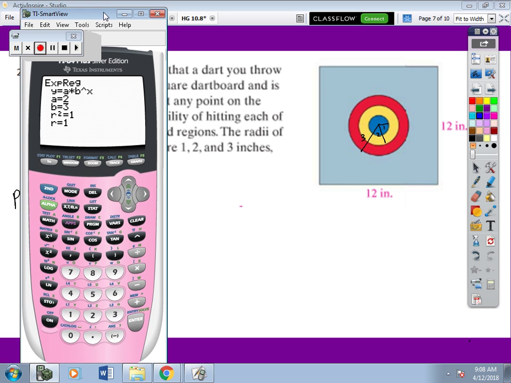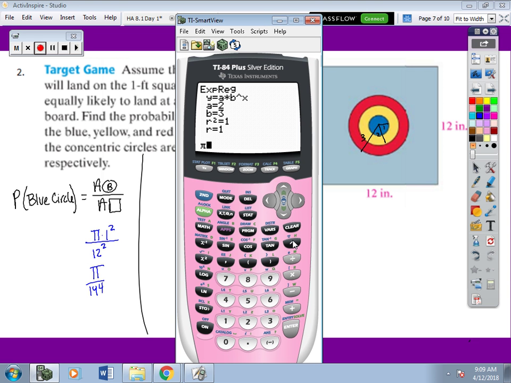So in our calculator, we would then take pi divided by 144, and then move our decimal place 2 spaces over, or multiply by 100. It would be 2.18, or 2.2%.